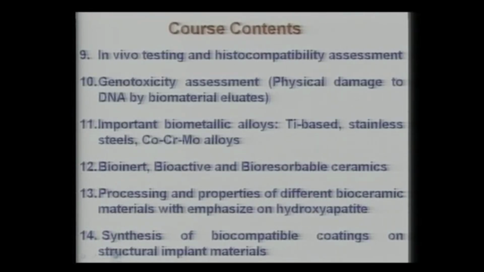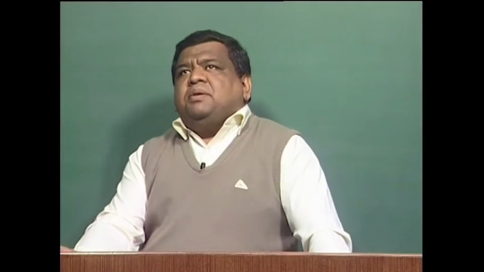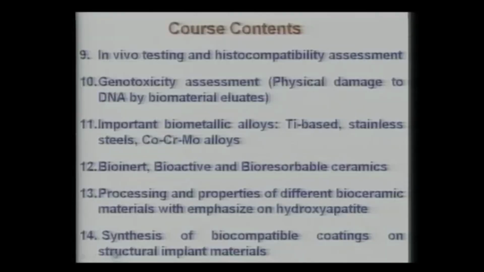Now genotoxicity. Genotoxicity means when a biomaterial is implanted inside the human body or any animal, what would be the influence of the biomaterial eluate on gene level toxicity, like whether this material will have any influence so that the DNA will be damaged. And if DNA is damaged, to what extent will it be damaged, what are the mechanisms of this DNA damage, whether this DNA can be repaired by itself, and how long it will take for this repair of the DNA. So all those things will be discussed in this course.